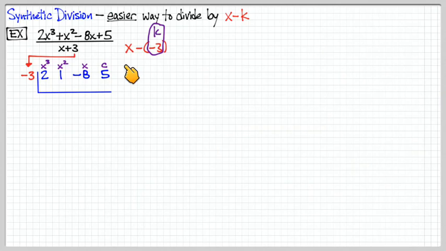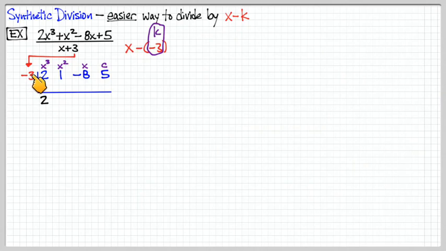Okay, then take the x plus 3 and you flip the sign. The 3 becomes a negative 3. Remember, it's x minus k, and so in this case, k is negative 3. So the process works like this. You take the 2, we add straight down. 2 plus nothing is 2.